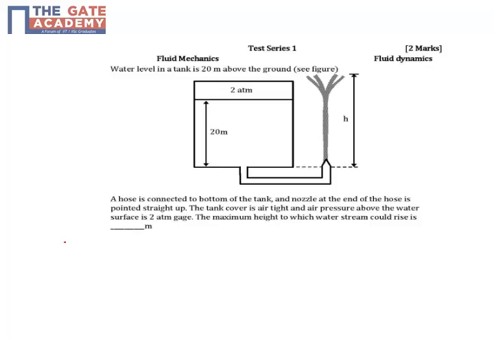Let us discuss a question from fluid mechanics. So we have a water level of 20 meters height in a tank where the top pressure is 2 atmosphere gauge. Remember, it's a gauge pressure, so it's not absolute. Okay, and then you have a pipe.